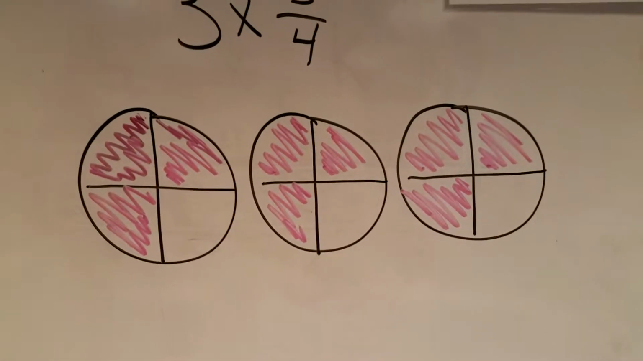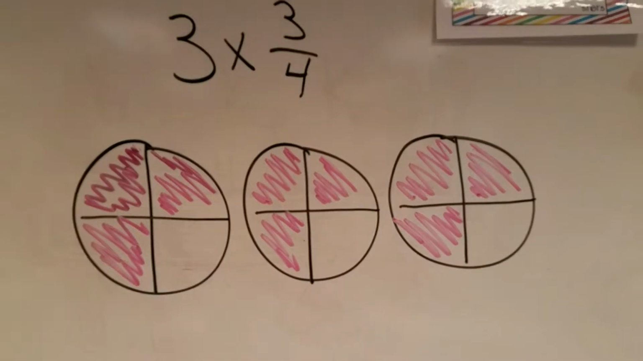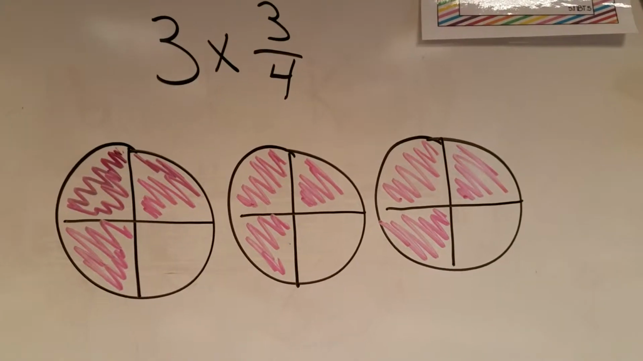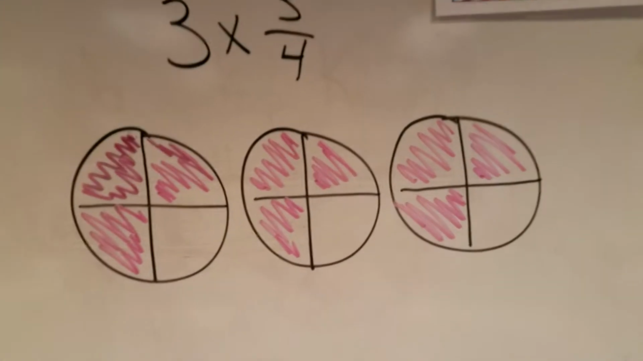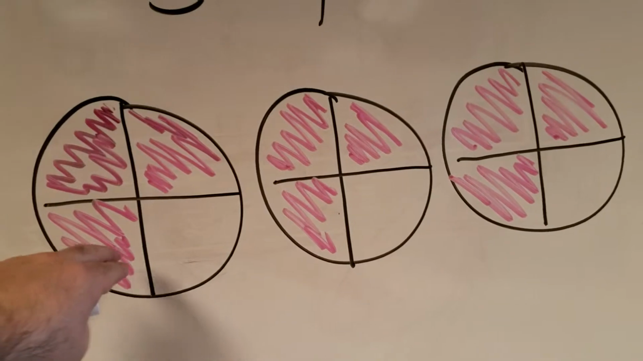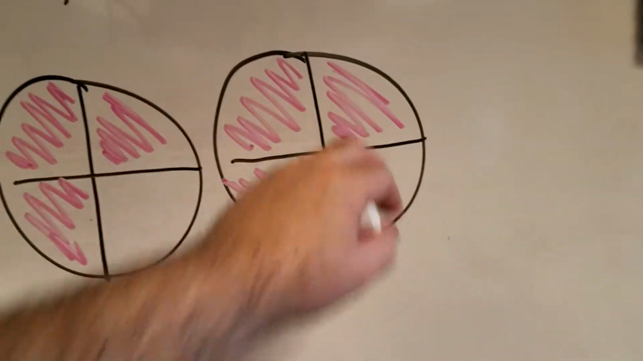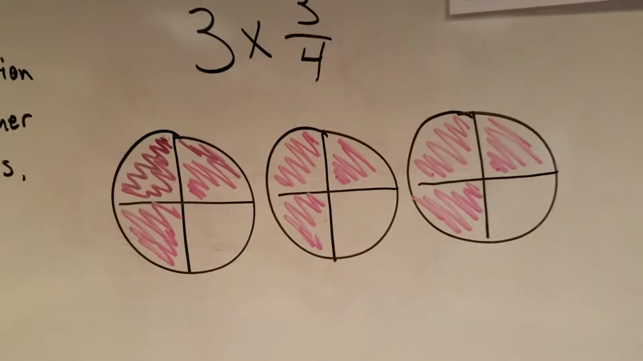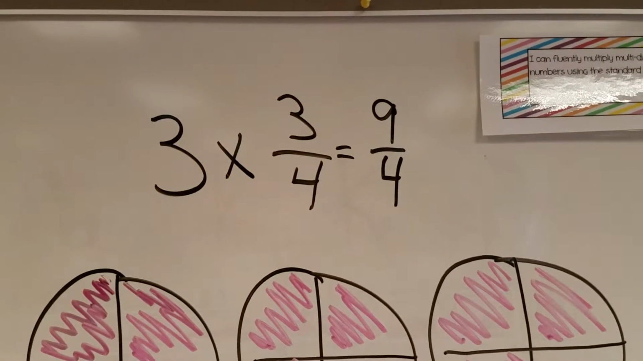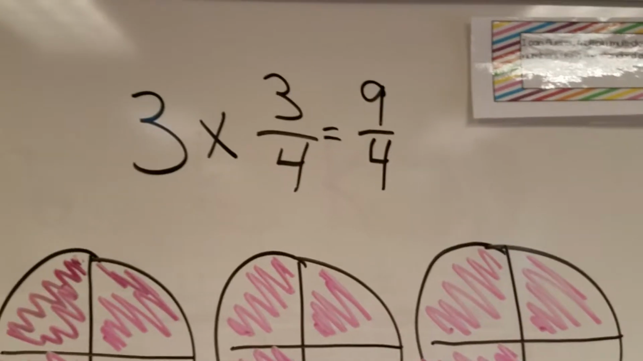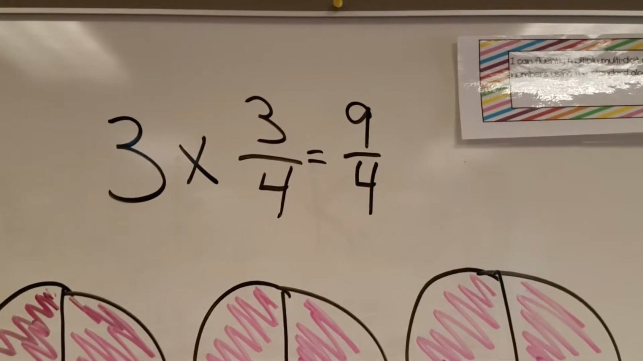Okay, so I have my 3 wholes and I shaded 3/4 into each circle. So what's my answer? I count up all the shadings. I have 3/4, 4, 5, 6/4, 7, 8, 9/4. There are 9/4 that are shaded. So I have 9/4.